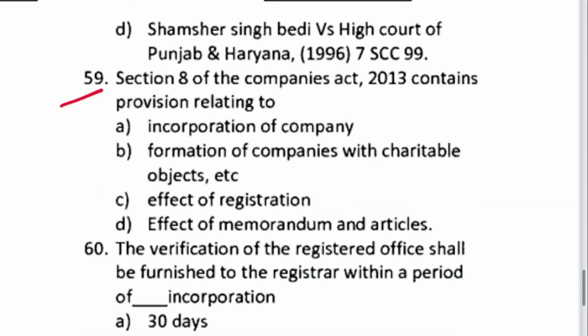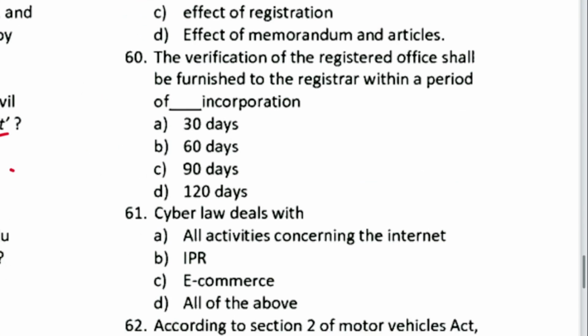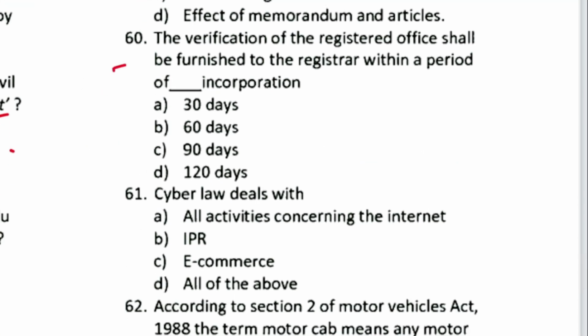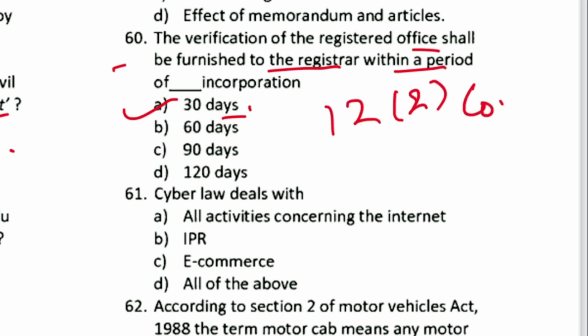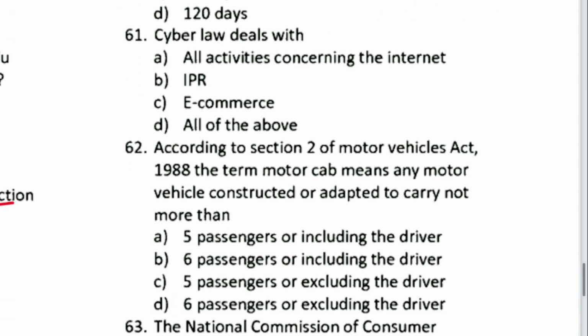Next is 59. Section 8 of the Companies Act contains provision relating to formation of companies with charitable objects. B is the answer. Next 60. The verification of the registered office shall be furnished to the registrar within a period of 30 days. A is the answer. And it is mentioned in section 12(2) of the Companies Act. Next 61. Cyber law deals with all activities concerning the internet, IPR, e-commerce, all of the above. D is the answer.